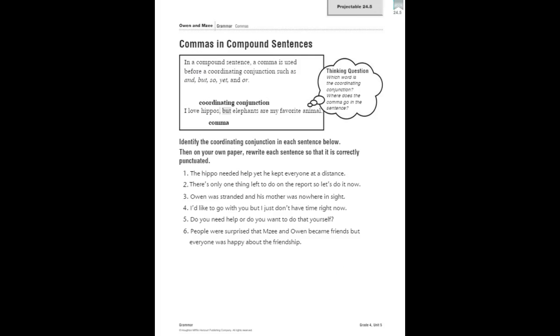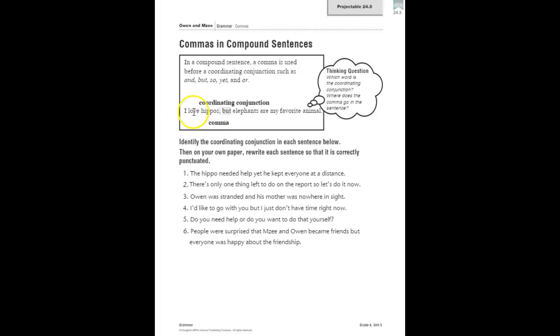So let's move on. Let's look at commas in compound sentences. Now remember, a compound sentence is made up of two simple sentences that are joined by a coordinating conjunction. Remember, a coordinating conjunction is a word such as and, but, or so. Okay? In a compound sentence, the comma is used before the coordinating conjunction. Okay? So, I love hippos, but elephants are my favorite animal. To identify where I need to use a comma, I need to ask these thinking questions. Which word is the coordinating conjunction, and where does the comma go in the sentence? I see the coordinating conjunction but. So I know I need to put the comma before it and after the word hippos.